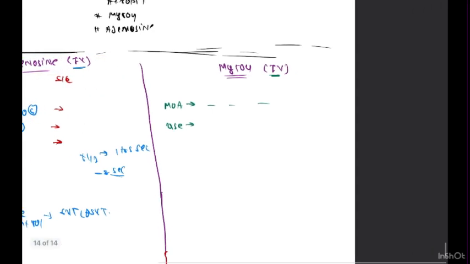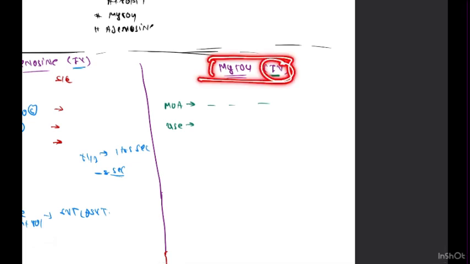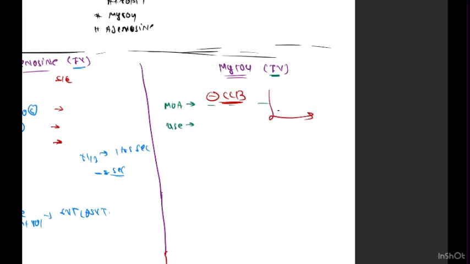Now we are talking about MgSO4, which is also given in acute conditions as an IV. The mechanism of action is that it blocks the calcium channel, so it is a calcium channel blocker. Normally, what is the action potential? During the plateau phase, calcium comes inside and potassium goes outside, so that it is a plateau phase. One calcium comes in, 2 potassium go outside, and it maintains a constant voltage.